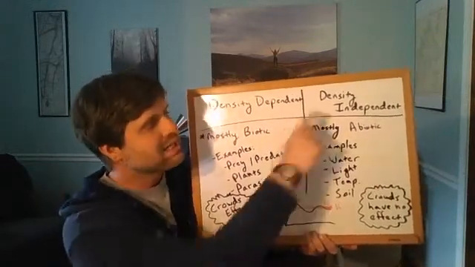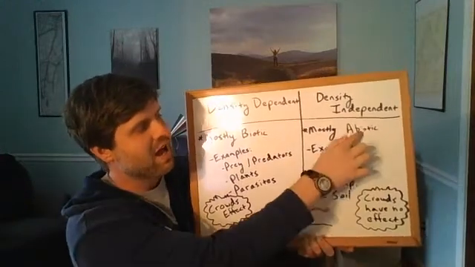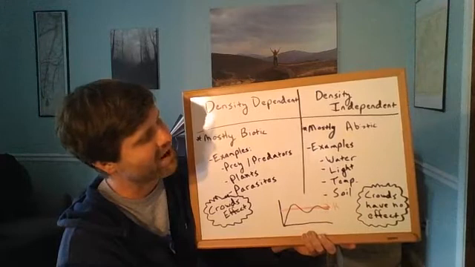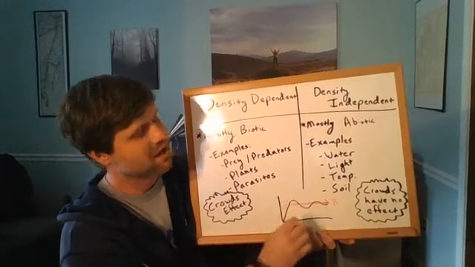Density independent. It's mostly abiotic, non-living things, as I erase the I off of ibiotic. Abiotic. Examples of these non-living things.